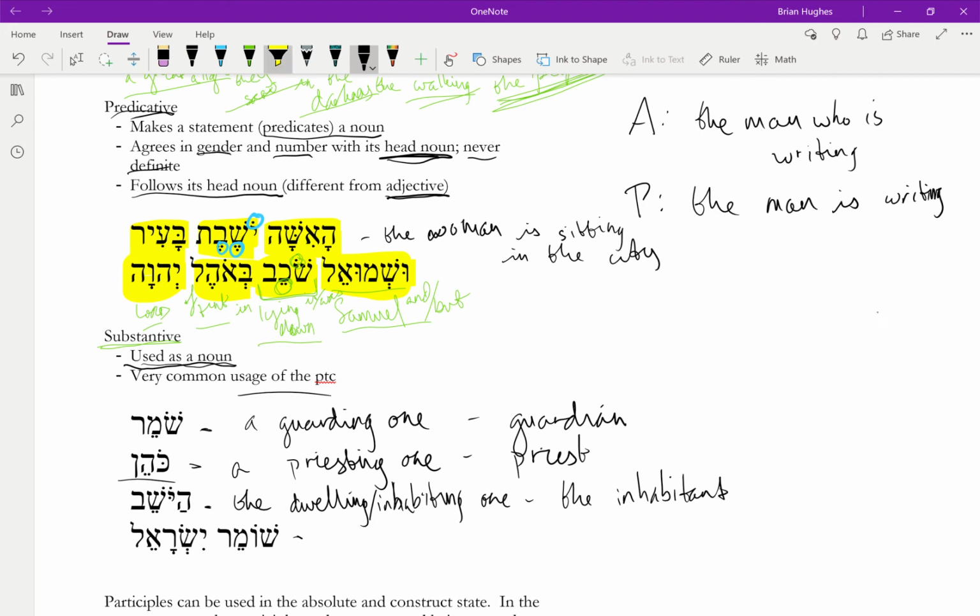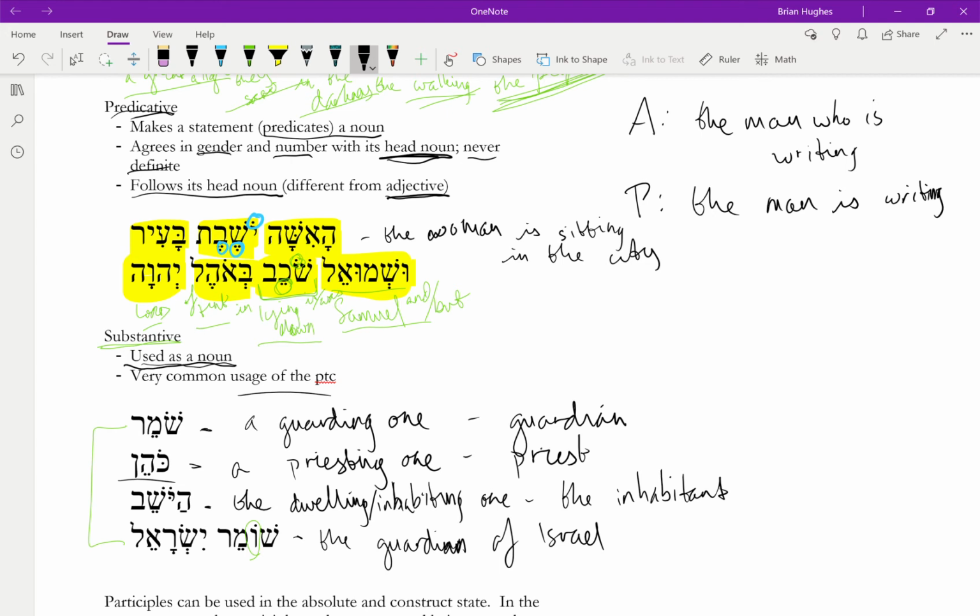And here is, again, this is from the Psalms, Shomer Yisrael. So this is the same participle we saw up here, but it's spelled defectively. We get this holem vav, but it's in construct, so it ends up being definite. So we get the guardian of Israel. Guardian of Israel. And that's used in the Psalms.